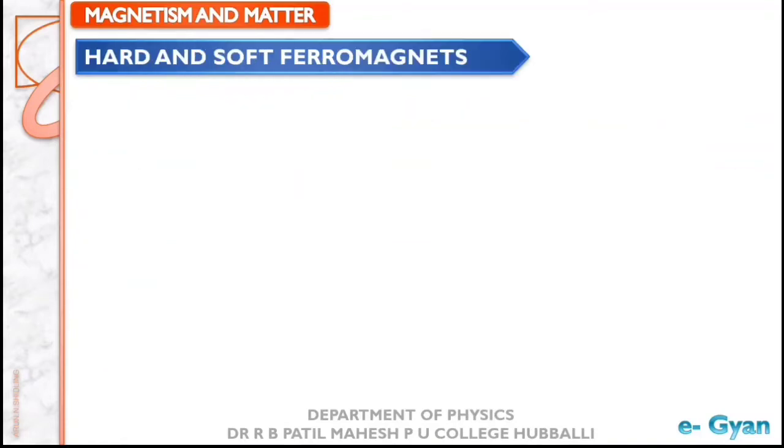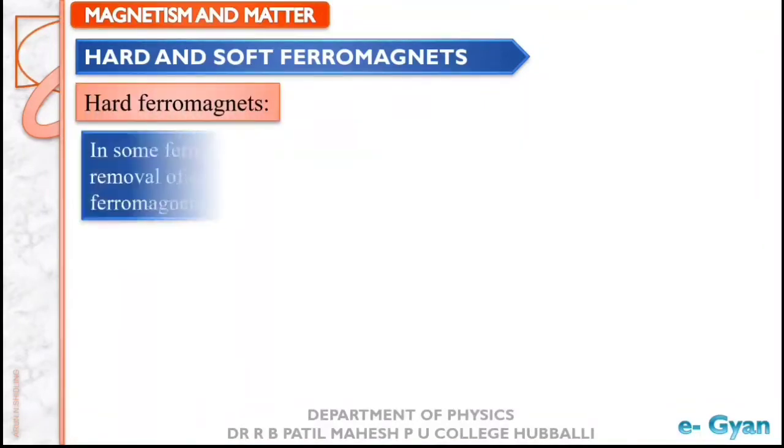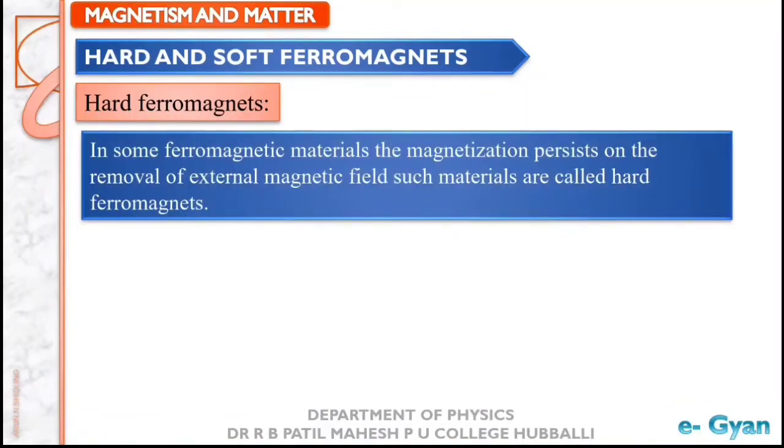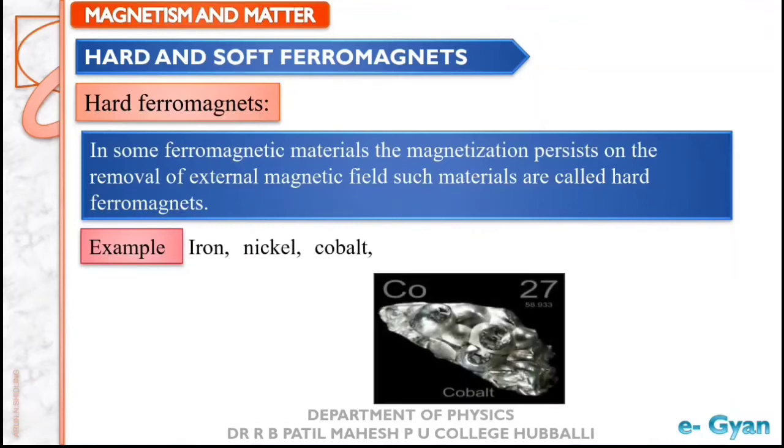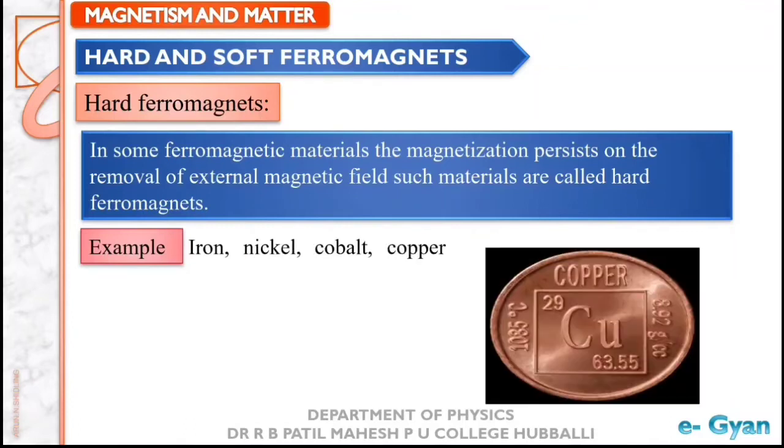Moving ahead, now let us study hard and soft ferromagnets. Hard ferromagnets are the ones in which the magnetization persists on the removal of the external magnetic field. Such materials we call hard ferromagnets. Examples are iron, nickel, cobalt and copper.